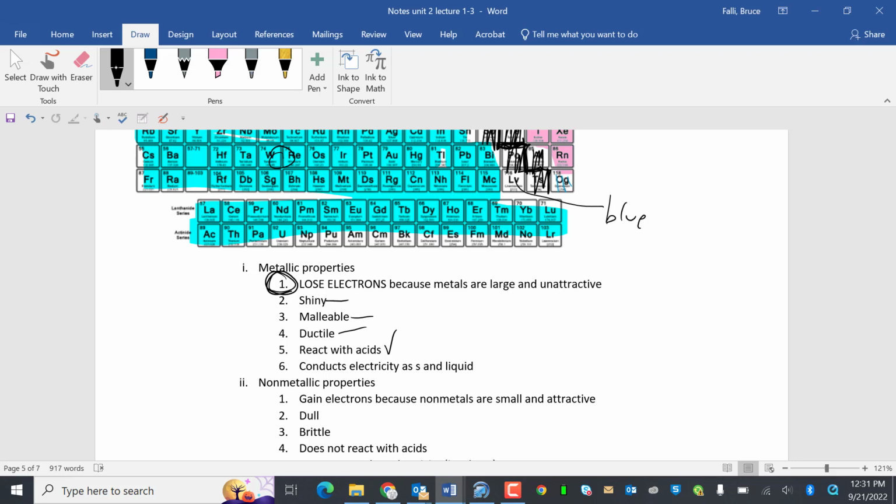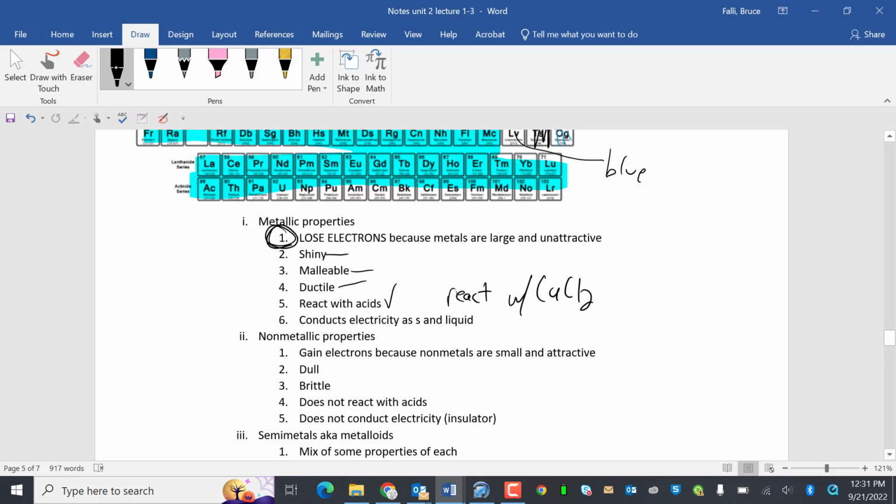There's one other thing. Metals also reacted. We did this in our lab with CuCl2. So as far as our labs go, metals react. Non-metals do react, but as far as our labs go, it's that.